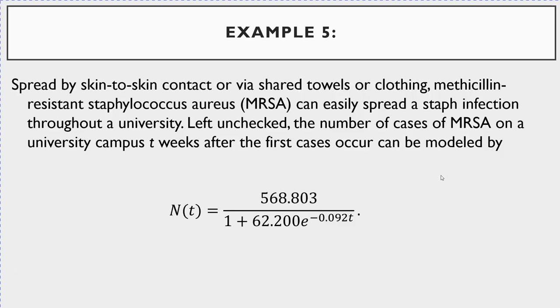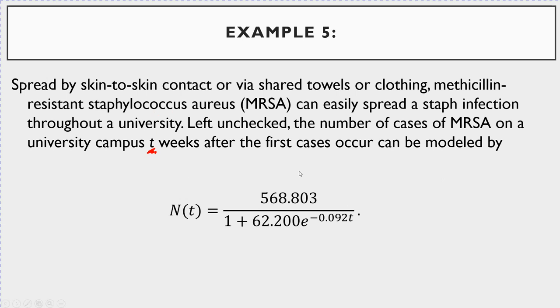Okay, so let's do this one example. This is a bacteria example. Spread by skin-to-skin contact or via shared towels or clothing, MRSA, I'm not going to try to say what it's actually called, but MRSA can easily spread as a staph infection throughout a university, okay? So, left unchecked, the number of cases of MRSA on a university campus t weeks after the first case occurs can be modeled by this equation here.